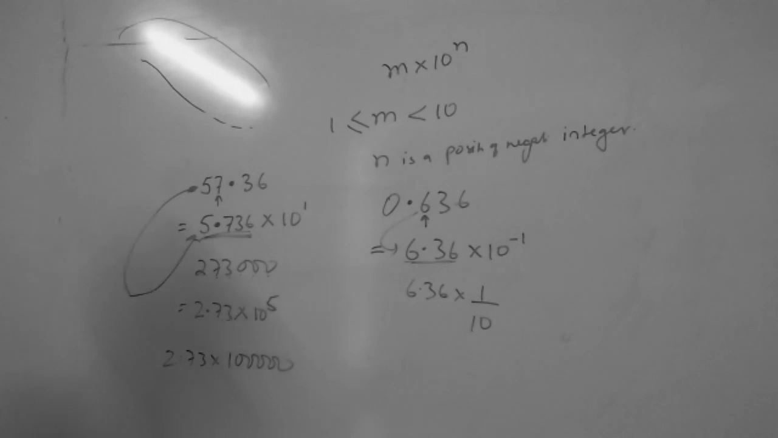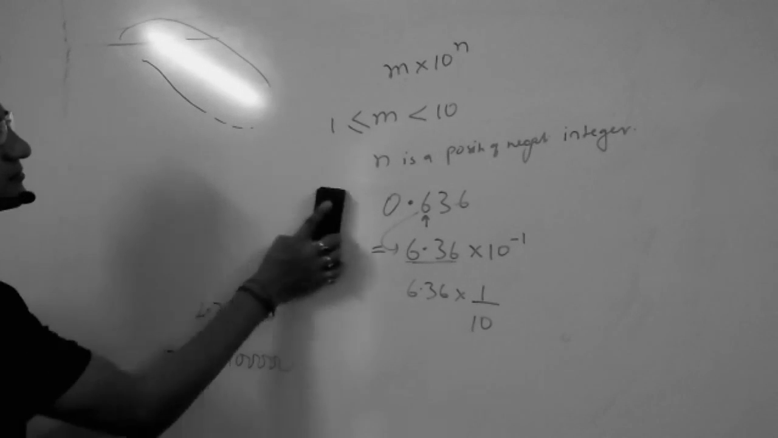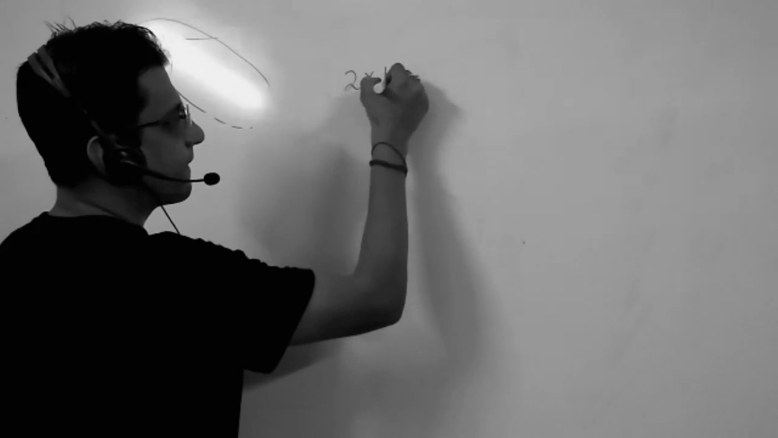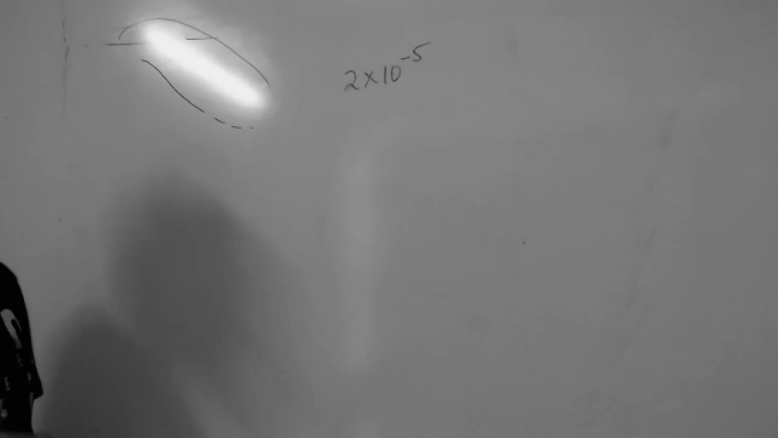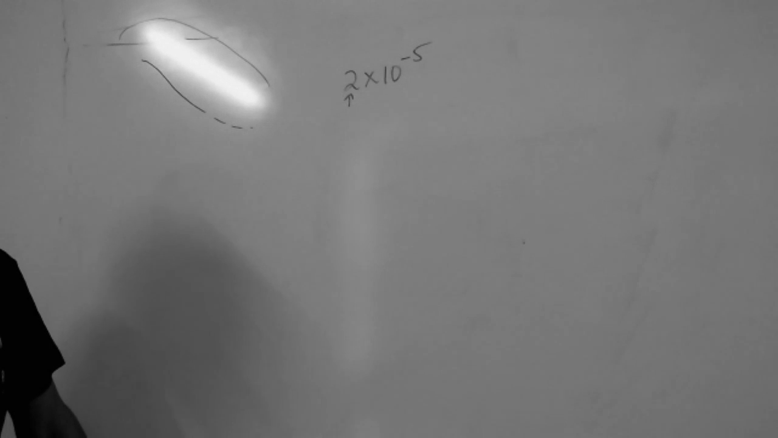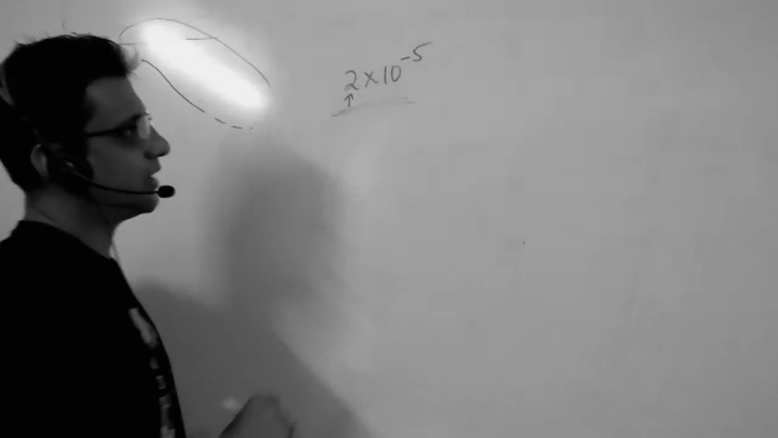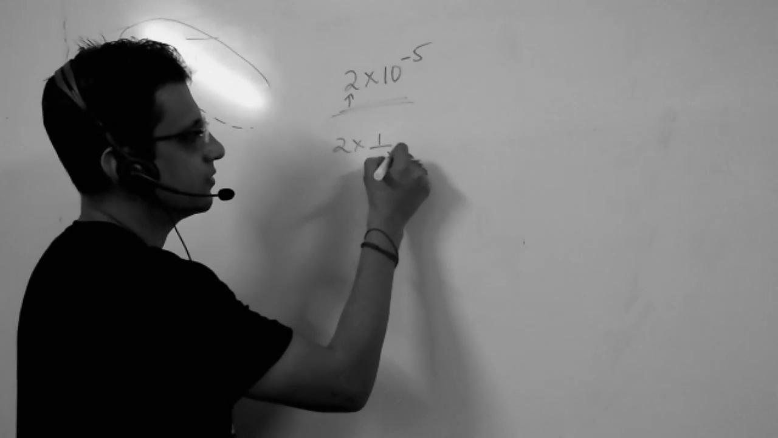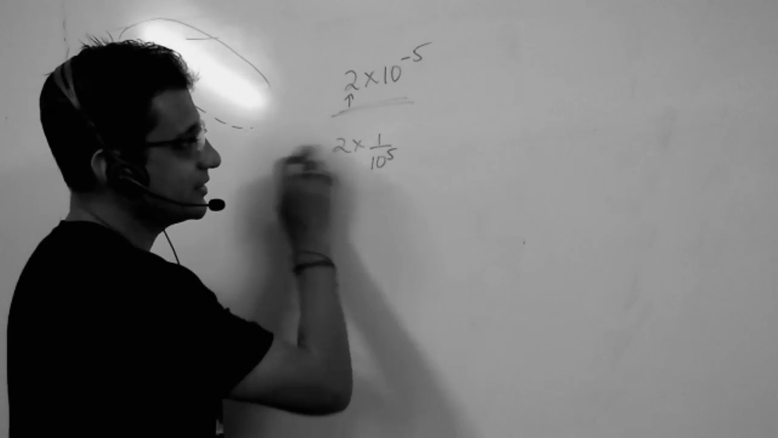Now the second part is from standard form to usual form. If you have understood this, that is not at all a problem. Let's suppose 2 into 10 to the power minus 5. This is in standard form, correct? Because m is greater than or equal to 1 and less than 10. So this is standard form. Now you have to make it in usual form. To make it usual form, what will you do?